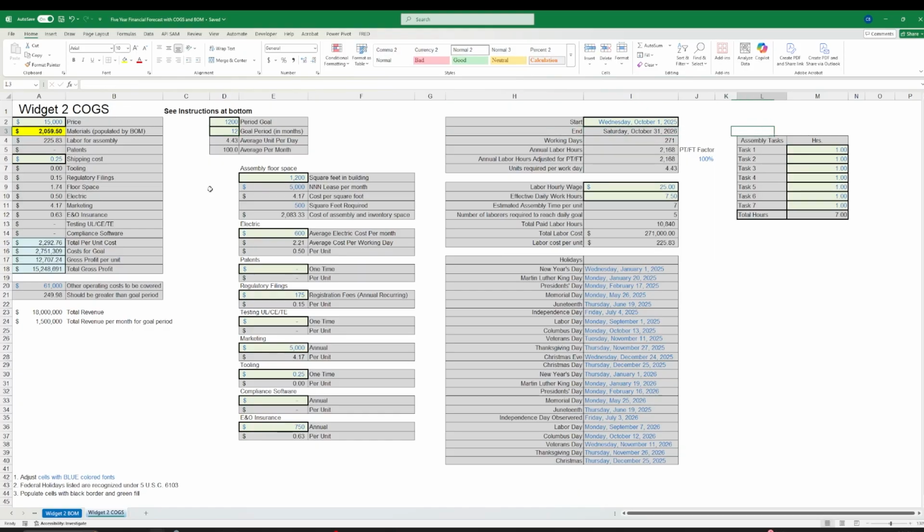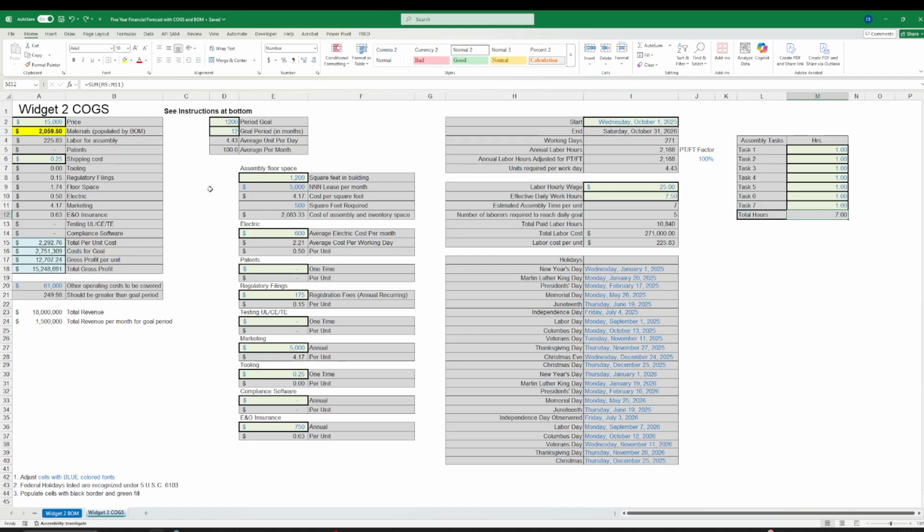So I'll start over here. When you put together your task to assemble a product, you can add as many tasks as you need. Just keep inserting these in, shift cells down, and then you should be able to just add in the new task and add the number there, and it'll change it.